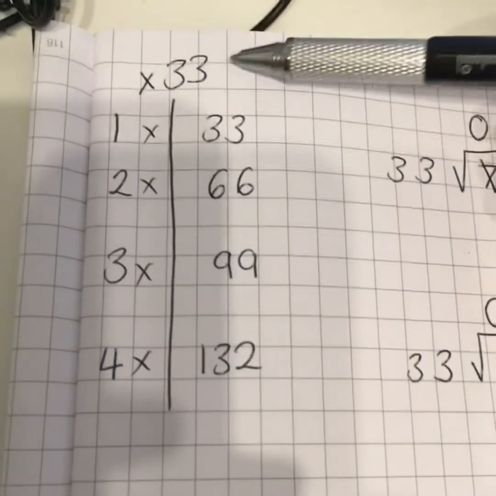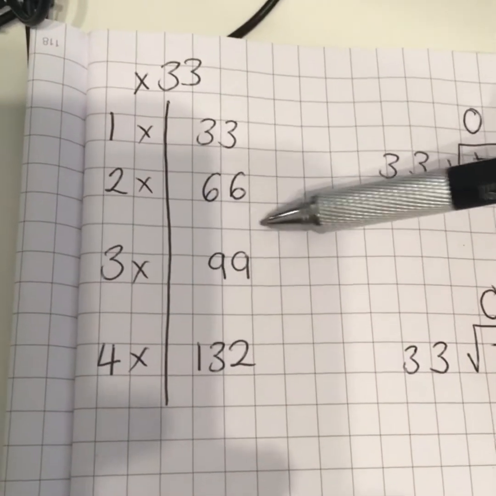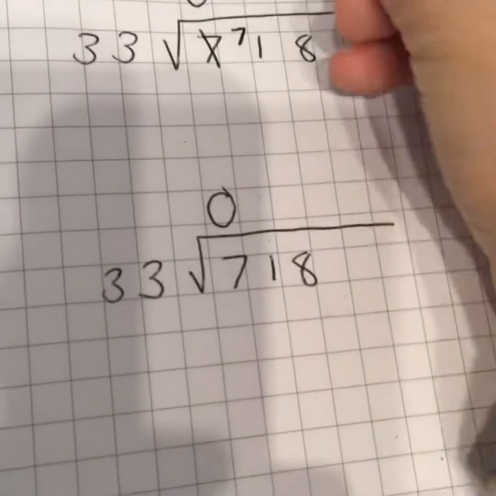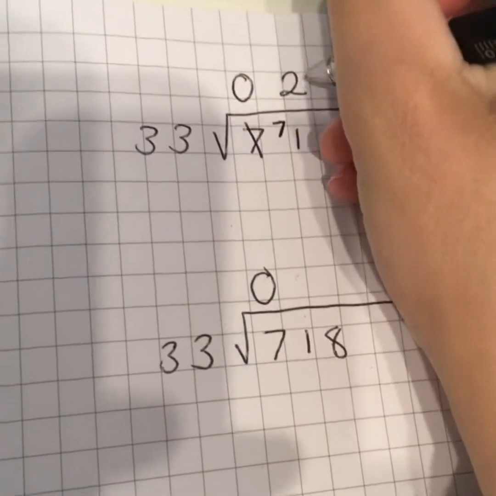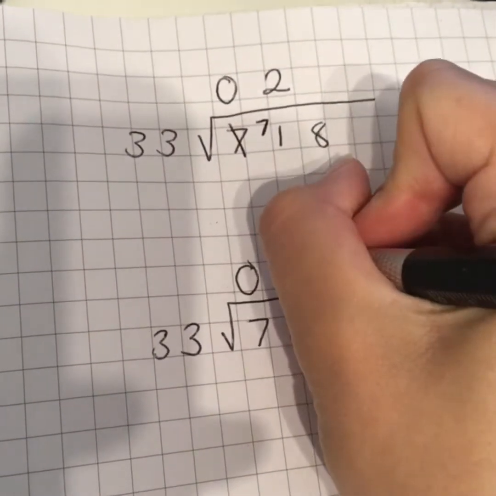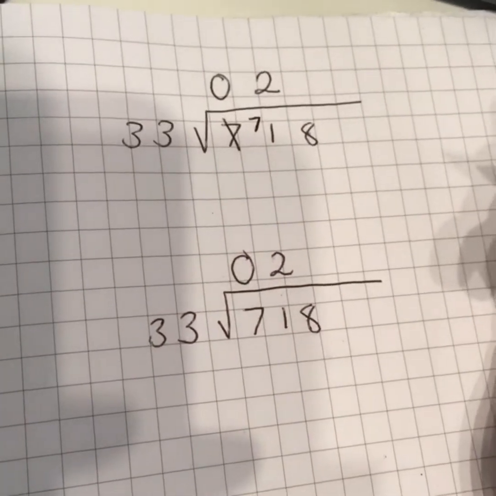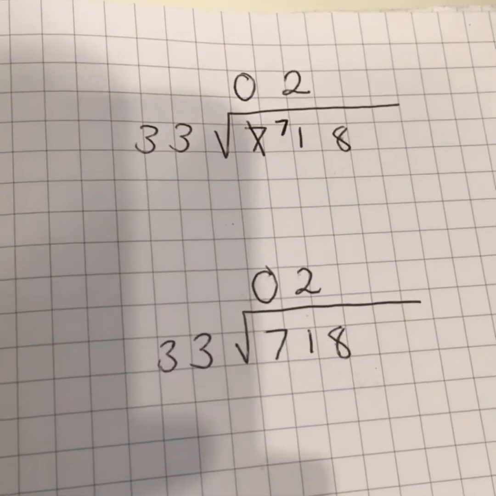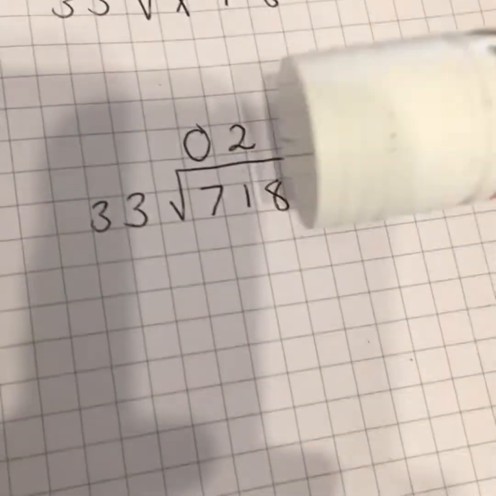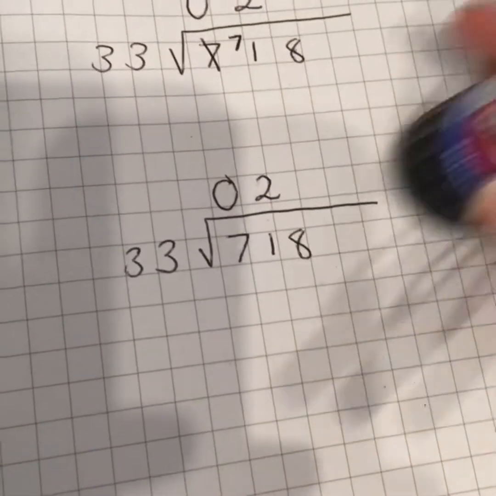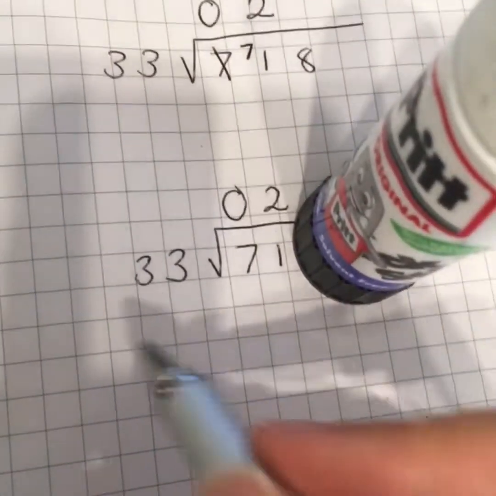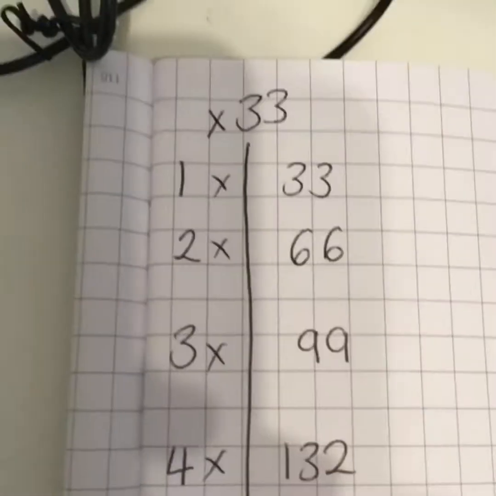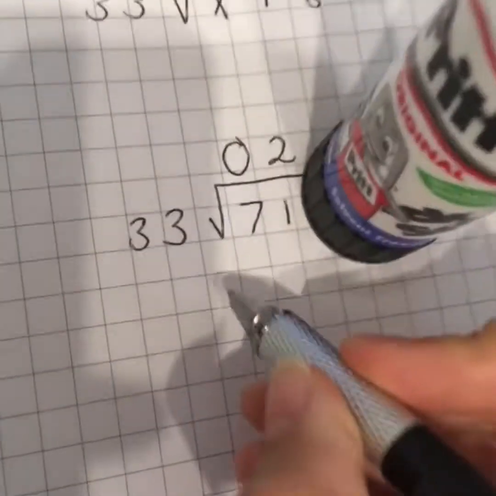So I'm going to come over here. 71 would go here. So it can be divided 2 times and the answer would be 66. So I'm going to put the fact it could be divided 2 times up here and up here. I'm just going to cover this up. Where's my rubber gone? I've lost my rubber, so I'm going to have to go for a glue stick. Hopefully it won't roll away. There we go. So 71 divided by 33 goes 2 times, and the answer was 66. Okay, that would be 66.